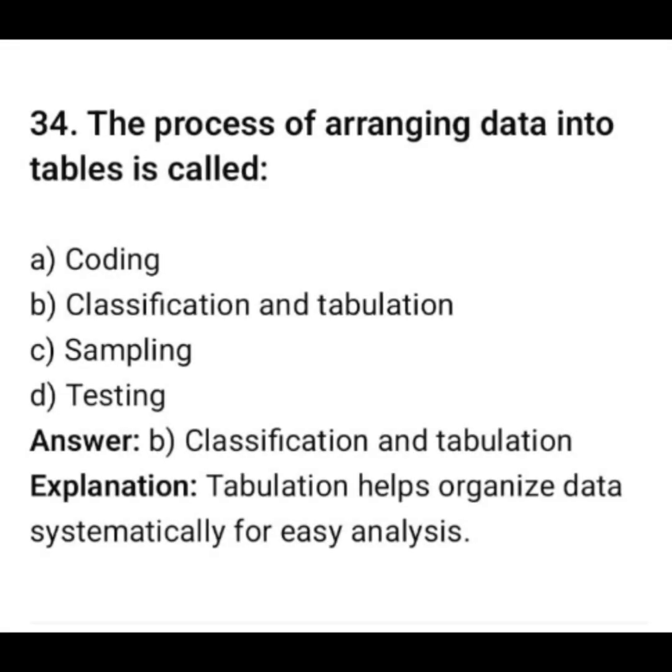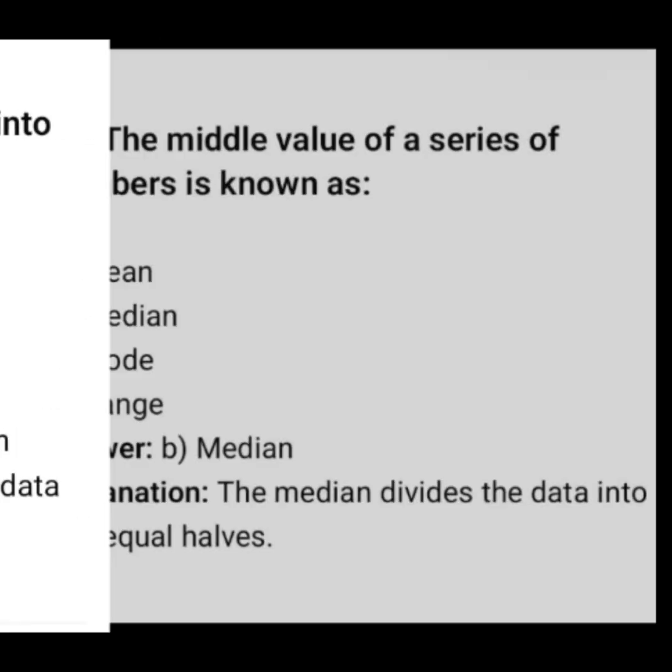The process of arranging data into tables is called: coding, classification, tabulation, sampling, testing. The correct answer is tabulation. Tabulation helps organize data systematically for easy analysis.